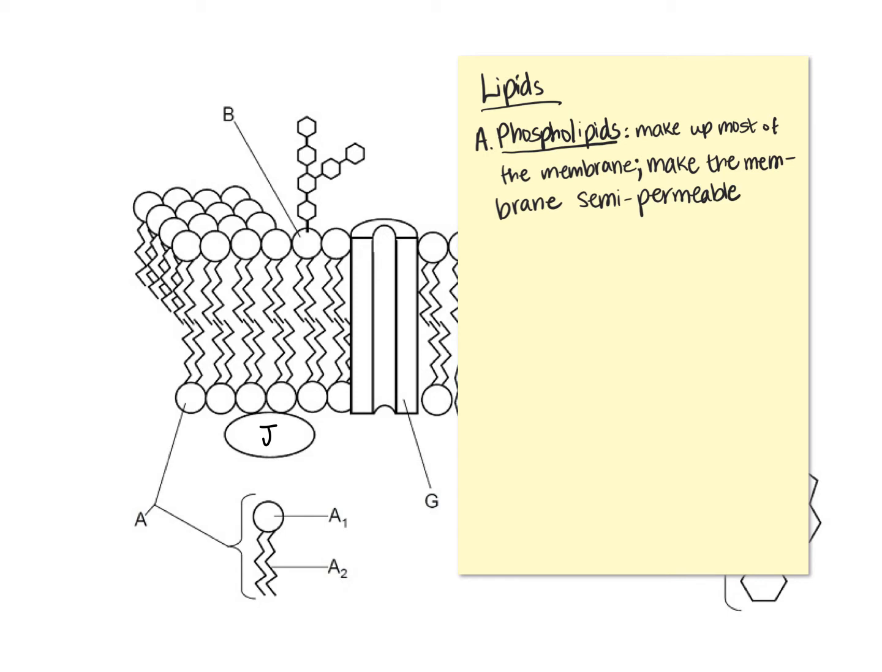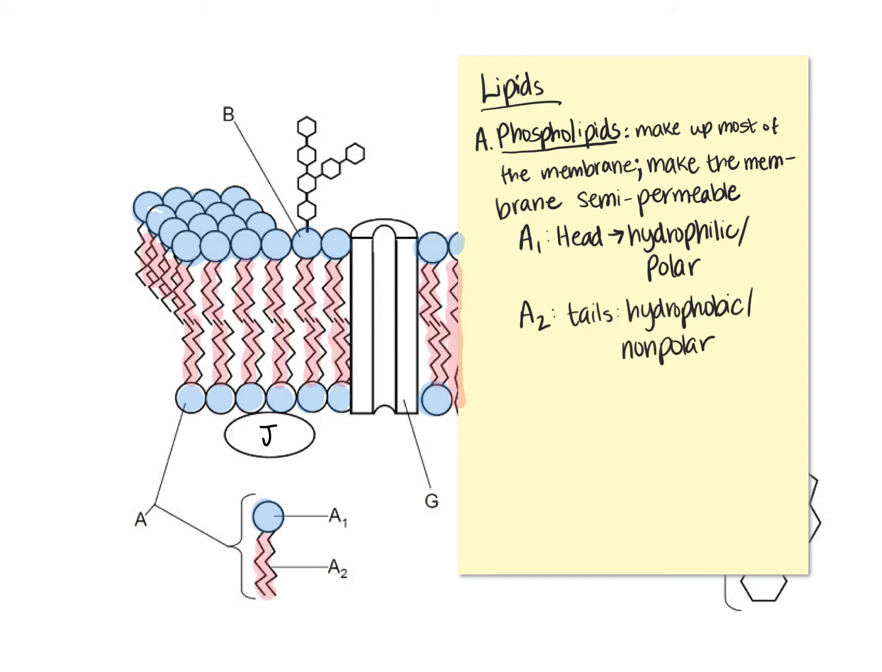Now let's look at the structure. So A1, which I've colored in blue, is known as the head of the phospholipid, and it is hydrophilic or polar in nature. The tails of the phospholipid, however, are nonpolar or hydrophobic, and I'm coloring these in red. And so when the question arises as to why the membrane is semi-permeable, why it's only allowing certain things in, it's going to be this section right here, the hydrophobic tails.